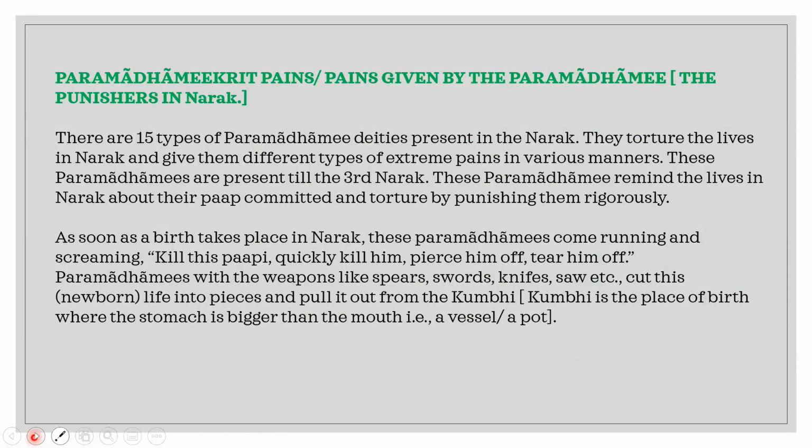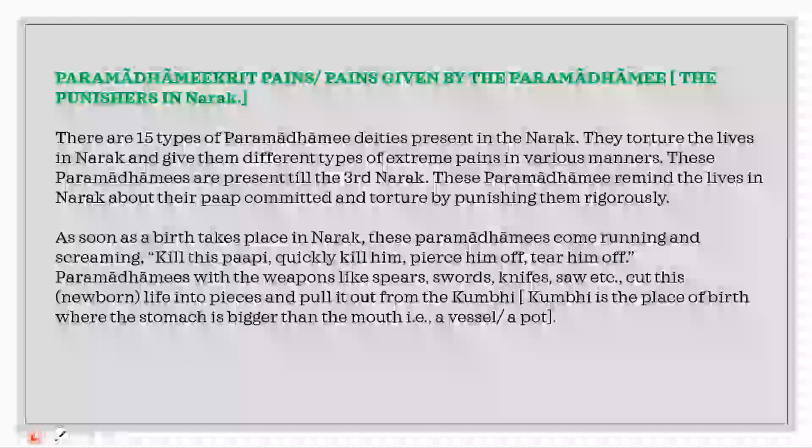As soon as the jeeves of Narkis are born, the Ambarish category of Parmadhamis come running. And they shout, saying kill this papi, and impose torture on the jeeves of Narki. So they cut the jeeves of Narkis into various small pieces, and then they take these jeeves of Narki out of the Kumbhi.